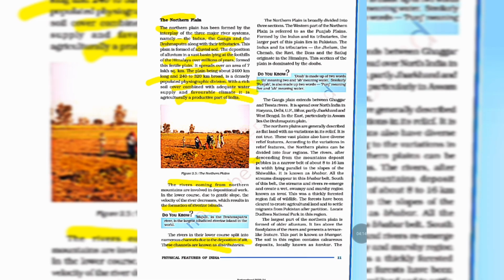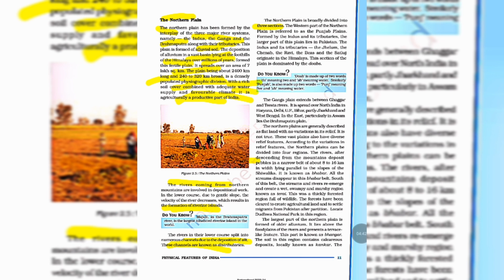The northern plain is broadly divided into three sections, just like we divided the Himalaya into three sections. The western part of the northern plain is referred to as the Punjab plains because it is formed by the Indus and its tributaries, and the larger part of these plains lies in Pakistan. The Indus and its tributaries, the Jhelum, Chenab, Ravi, Beas, and Satluj, originate in the Himalaya.